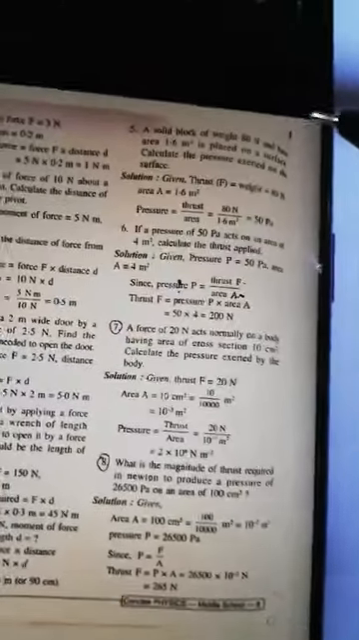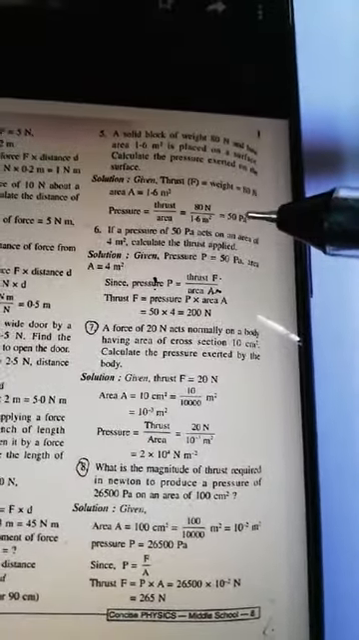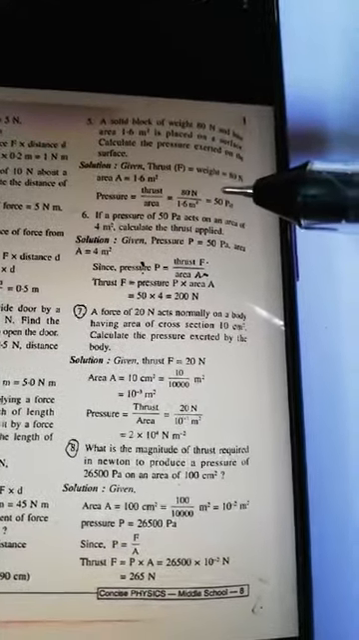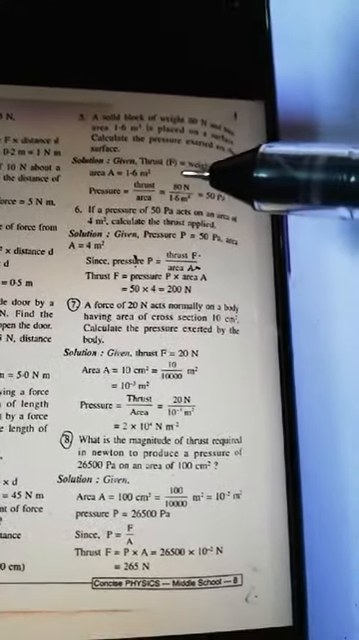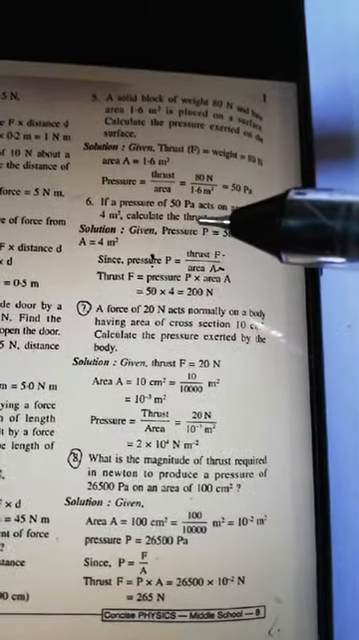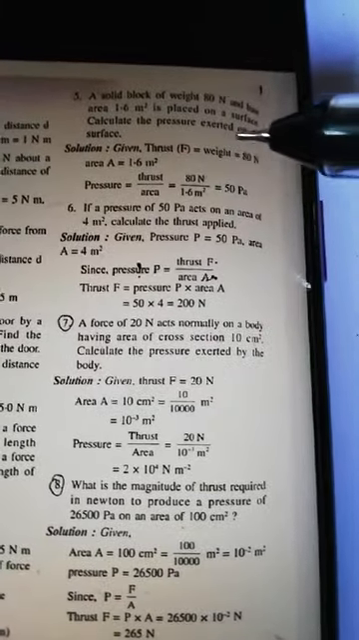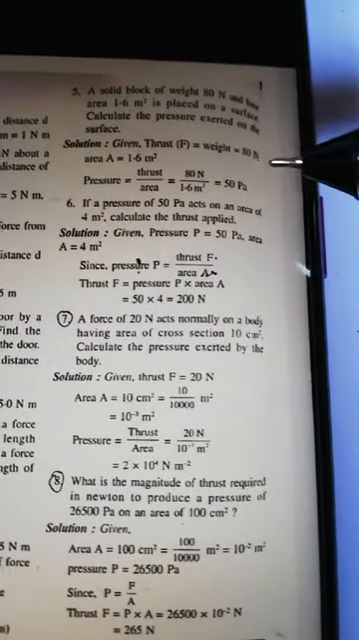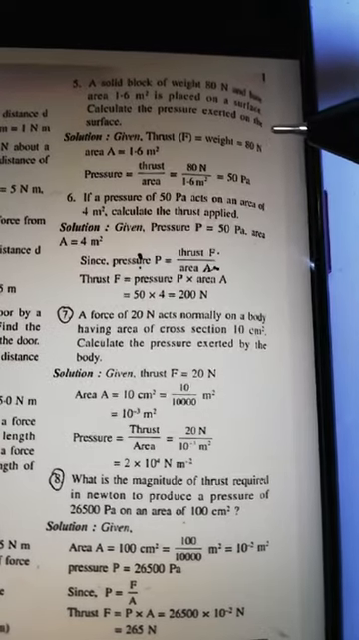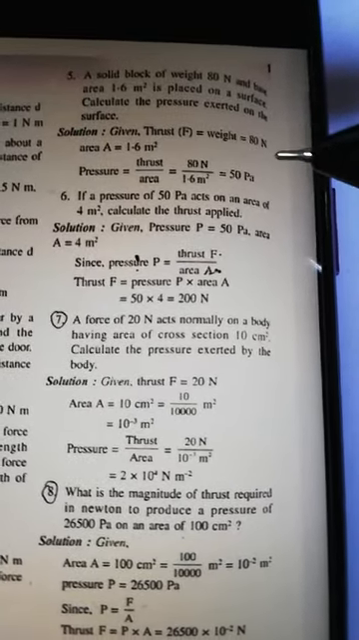Next is question number 5. We are going to do the numerical based on pressure. How are we going to do it? What is the formula for pressure? Just have a look. It is equal to thrust by area. Thrust is the force acting in a specific direction. Now see, thrust is equal to weight. That means here the thrust is weight, acting downwards. Its weight is 80 Newton.